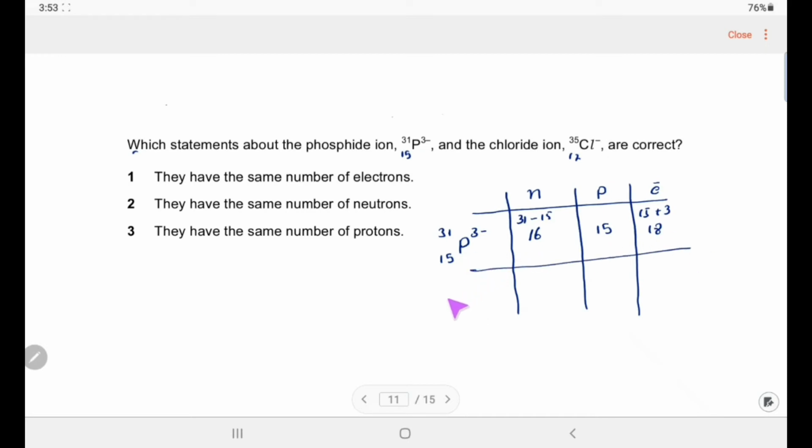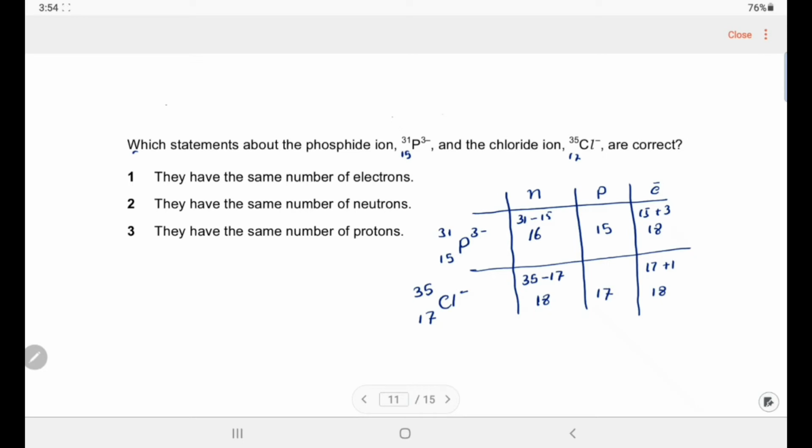Now for the chloride ion, which has nucleon number 35 and atomic number 17. To find neutrons, 35 minus 17 becomes, sorry, 18. Protons: the atomic number is 17, so it has 17 protons. And now for electrons, 17 are its own electrons and 1 gained by it. So 17 plus 1 becomes 18.